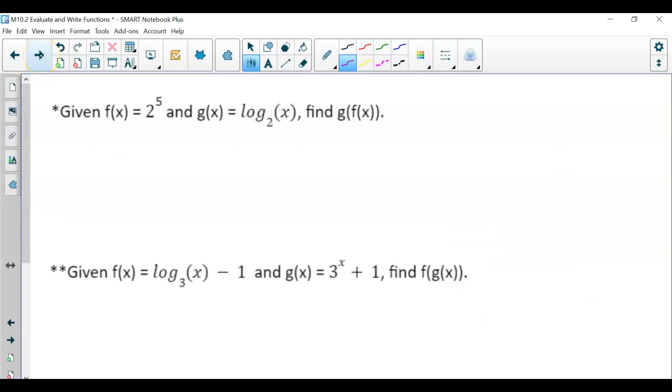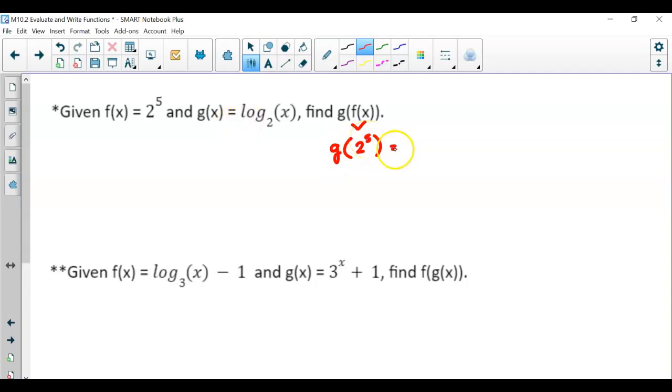So now with these starred questions in the end, starting to make the connection to our log and exponential functions. So same as before. Actually, you know what? Go ahead and pause the video and try this first one. And here we go. You're starting on the inside. f of x is 2 to the 5th. And this is g of 2 to the 5th.